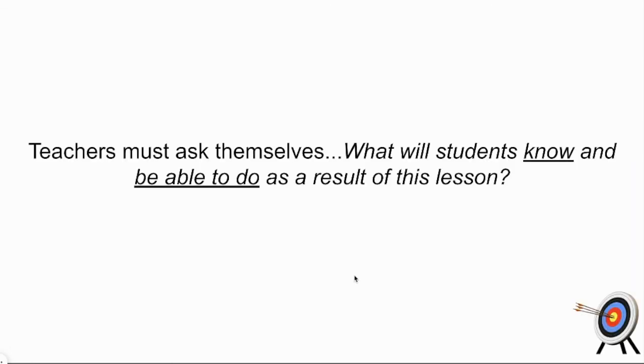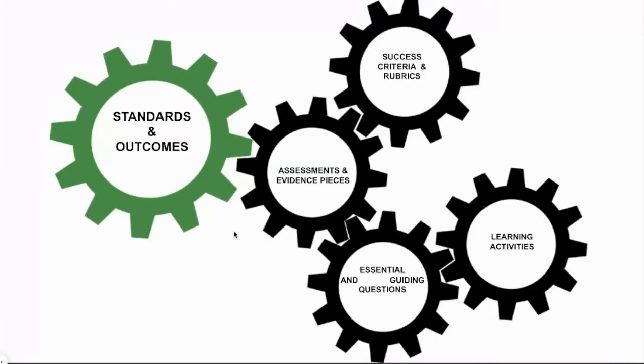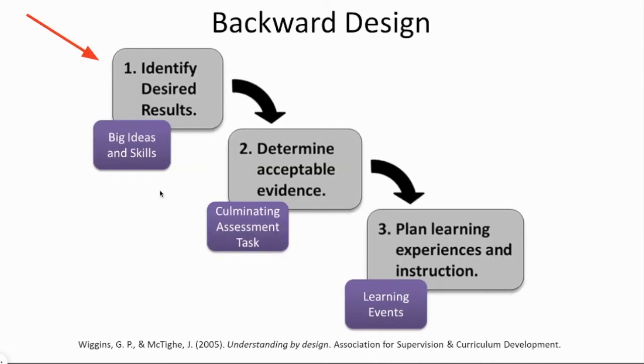Again, as teachers, we must ask ourselves, what do we want our students to know and be able to do as a result of the lesson? That answer comes as we look closely at our standards to develop outcomes for our students. It comes as we work on the first element of backward design, which is to identify desired results, to make very clear to students the big ideas and skills for the day.